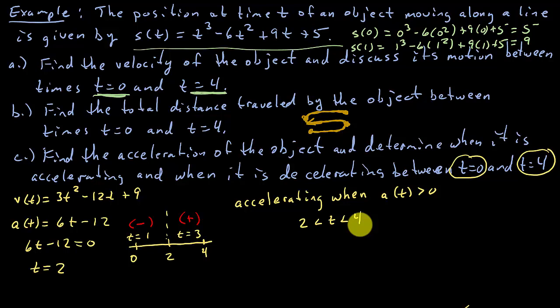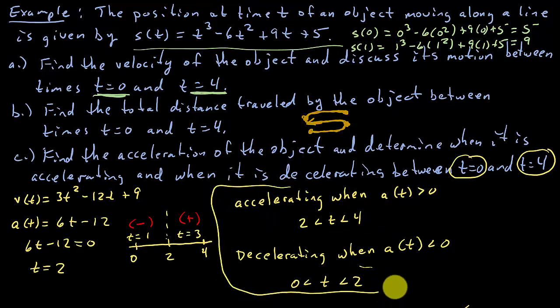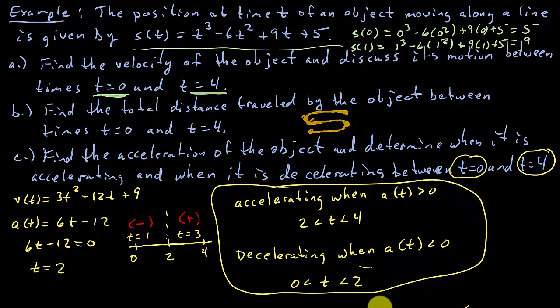All right. And then it is decelerating when a of t is less than 0. Well, when is that? That's when it's negative, which is from 0 to 2. So it's decelerating from 0 to 2. And this is what they're wanting. Well, actually the whole thing. This is what they're wanting for part C.